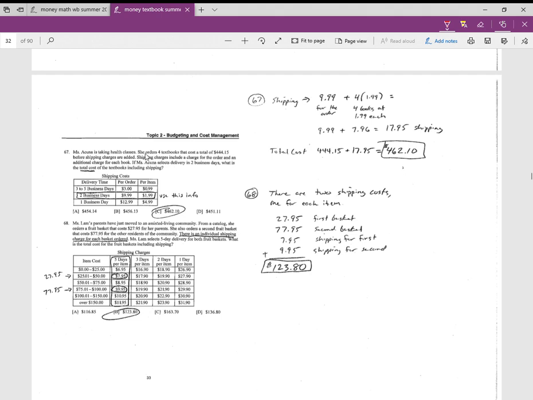So, taking health classes, she orders 4 textbooks that cost a total of $444.15 before shipping charges are added. Shipping charges include a charge for the order and then an additional charge for each book. If she selects the delivery in 2 business days, what is the total cost of the textbooks including shipping? So, total cost of the textbooks, we for sure have is $444.15.